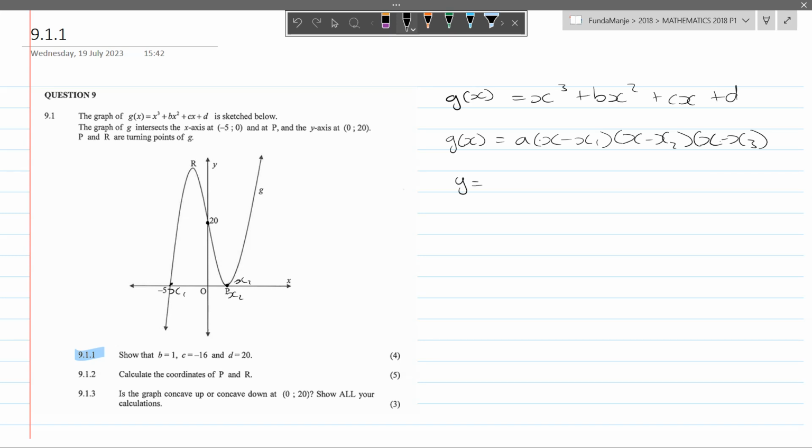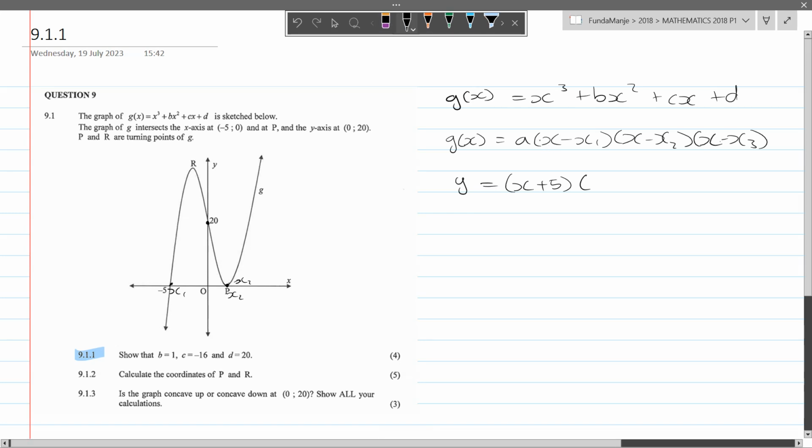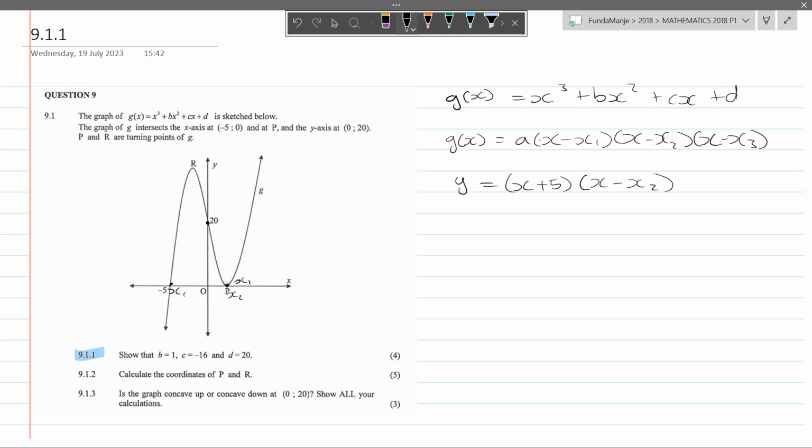I'll use y instead of g of x. Put 1 over there, you don't really need to. Then there will be x minus -5, which will be x plus 5, like that. And then the other one will be x minus x2, since x2 is equal to x3. And you can say squared, since there's two of them. There's x minus x2 and x minus x2 here. Together they form the square. Then we can substitute in a point.